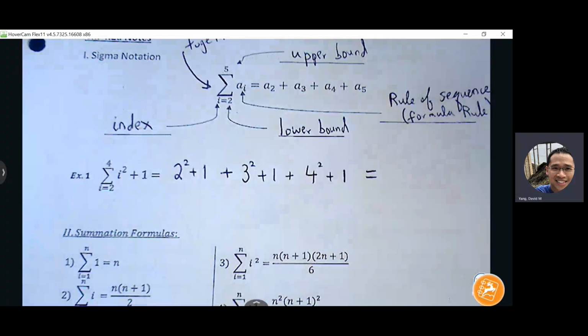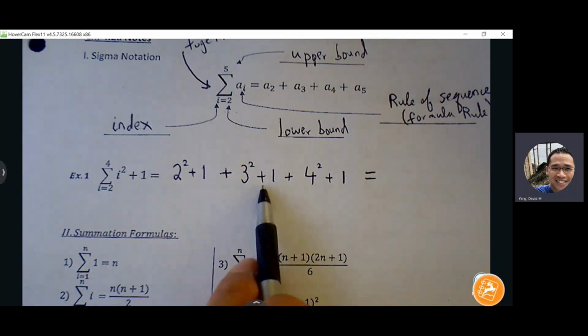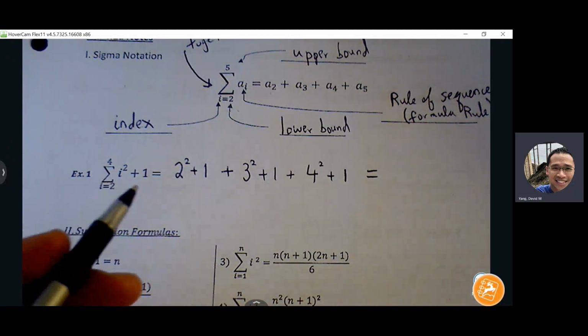Okay, so then we just add these together. There's 4 plus 1, which is 5. 9 plus 1, which is 10. 16 plus 1, which is 17. 5 plus 10 plus 17.